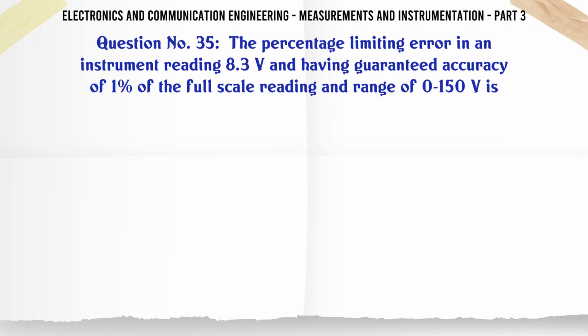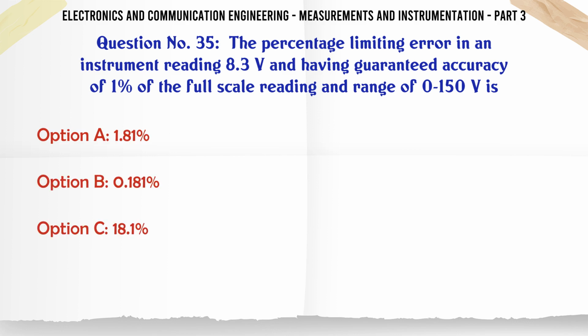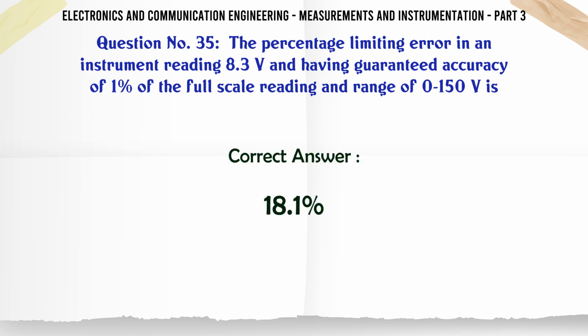The percentage limiting error in an instrument reading 8.3 V and having guaranteed accuracy of 1% of the full scale reading and range of 0-150 V is: A, 1.81; B, 0.181; C, 18.1; D, 0.0018. The correct answer is 18.1.